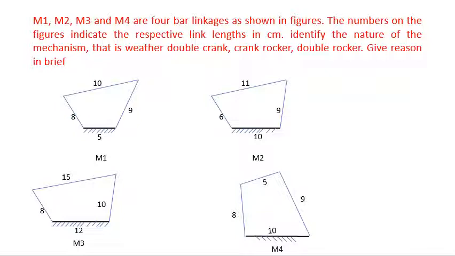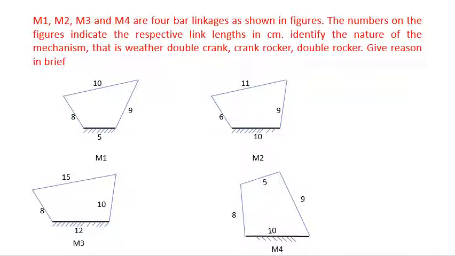These are the figures given. So M1 represents the first mechanism, M2 represents the second mechanism, M3 represents the third mechanism, and M4 represents the fourth mechanism. So all these four mechanisms are 4 bar linkages having 4 turning pairs. So if you see the first mechanism, the shortest link is fixed, right?